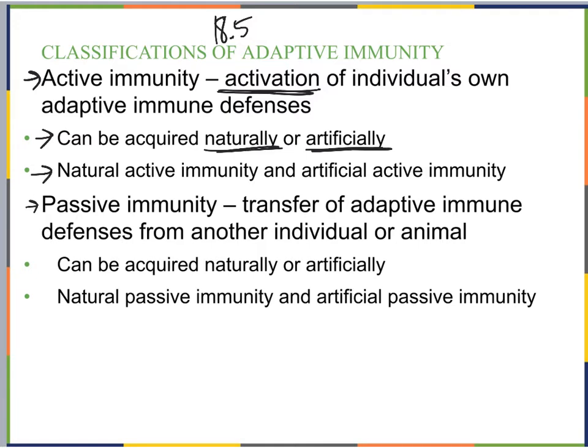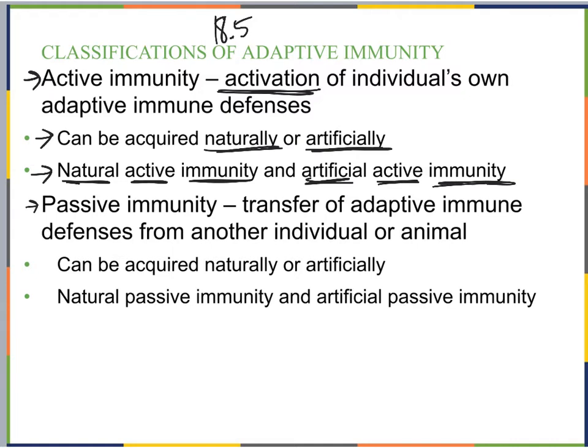Then we can divide that further into our natural active immunity, if we naturally actively fight off something, or artificially actively fight something off. So vaccines, or if we are exposed to something in the environment.